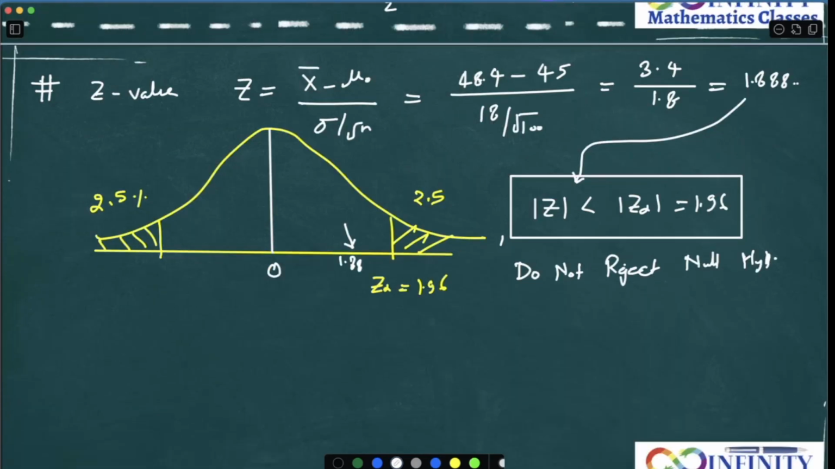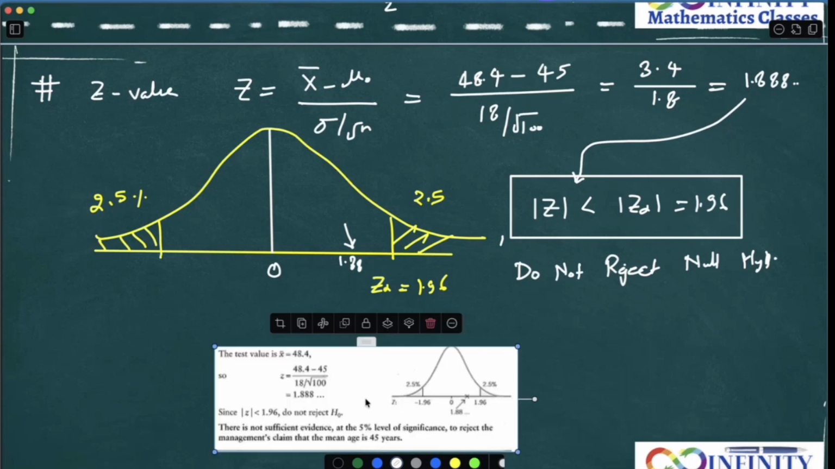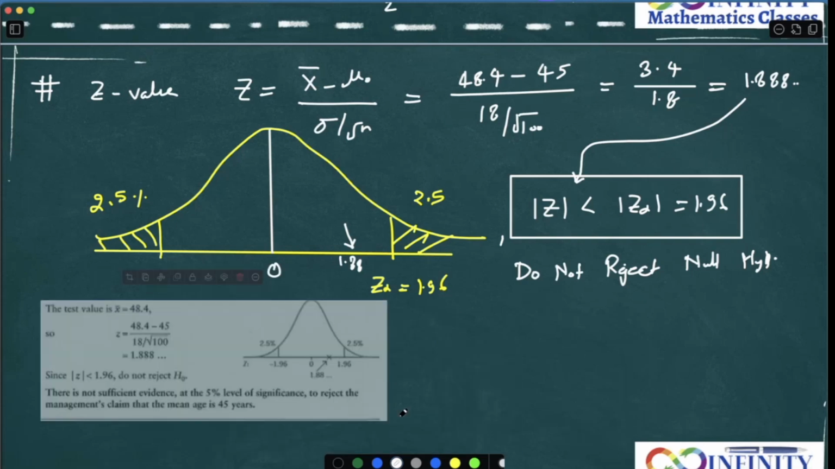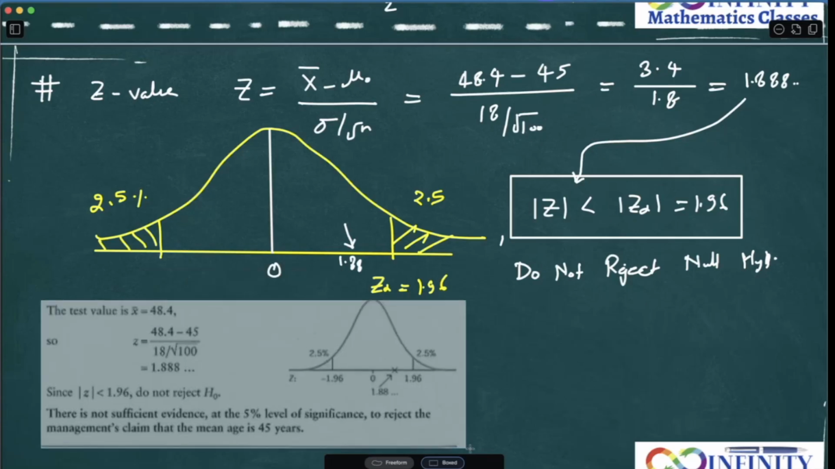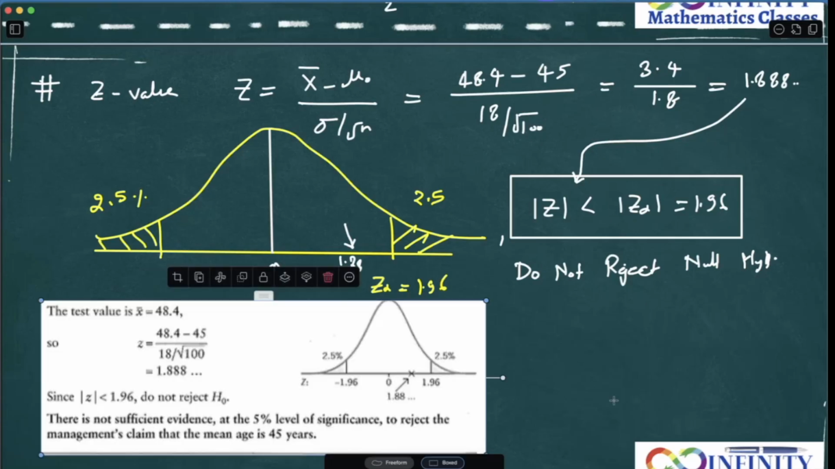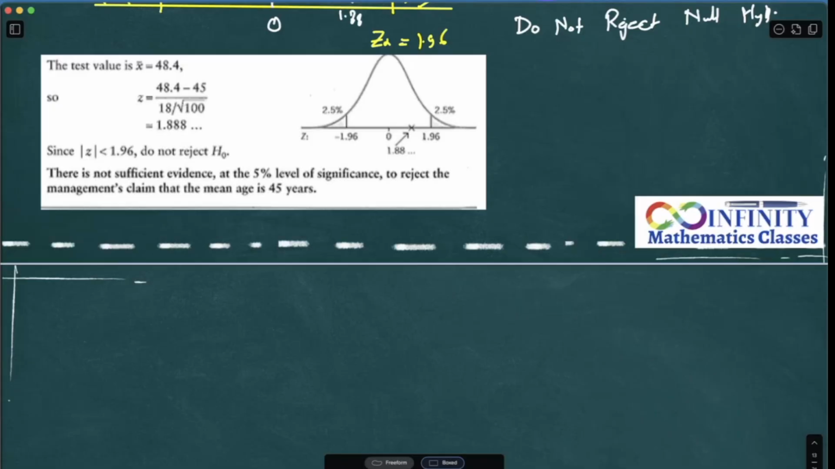So how should you answer the question? The answer is like this. The test value is 1.88. Since mod Z is less than the critical value, do not reject H naught. There is not sufficient evidence at the 5% level of significance to reject the management's claim that the mean age is 45. You got it? So that is all. I hope you get the idea.